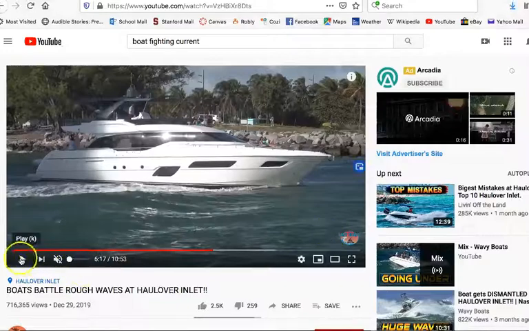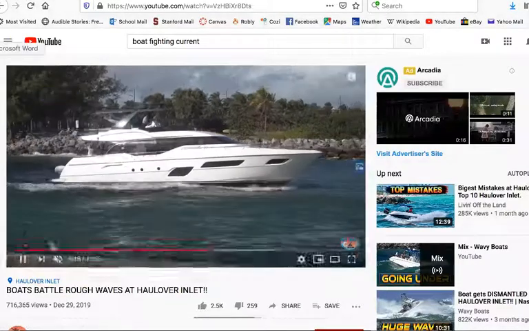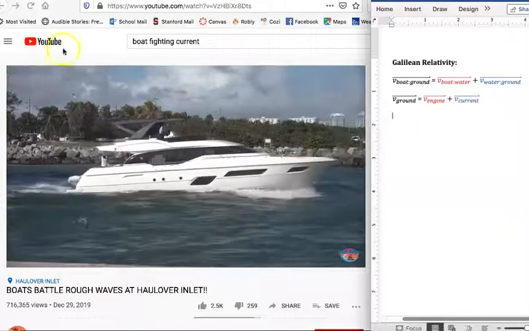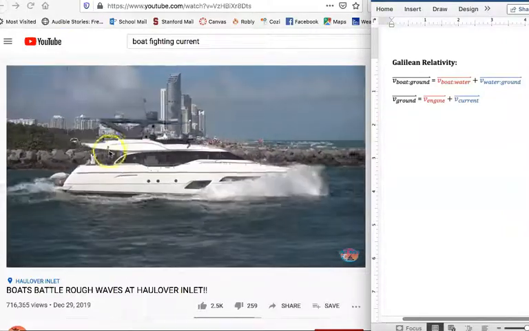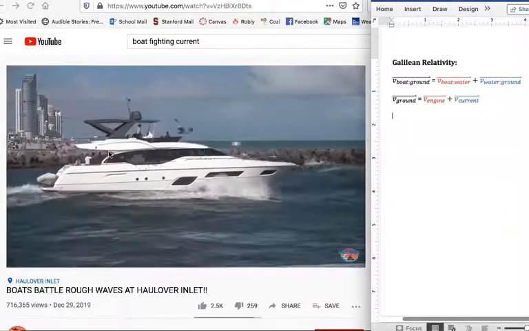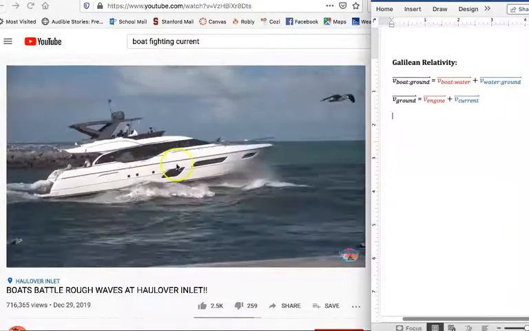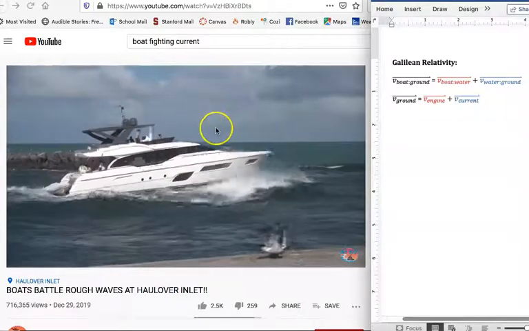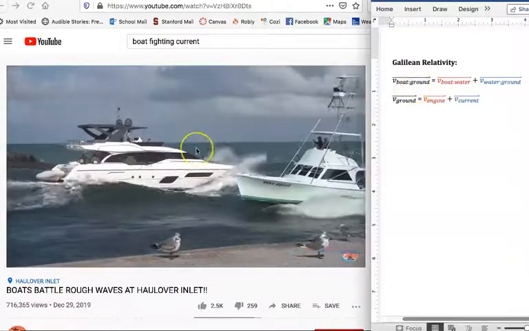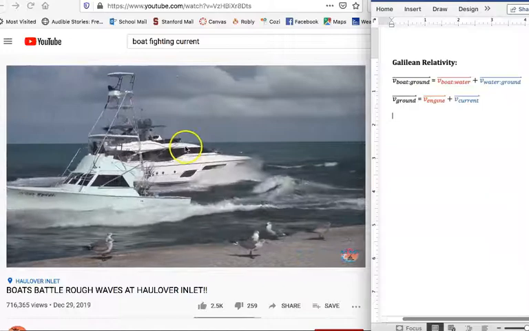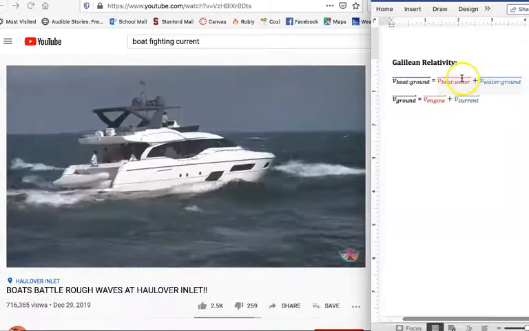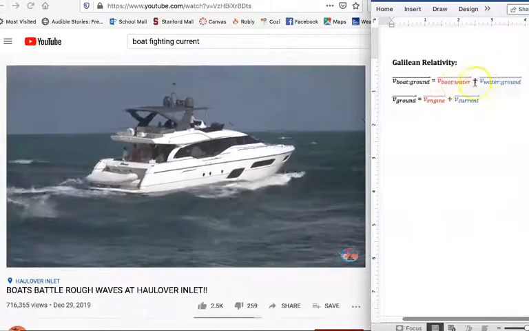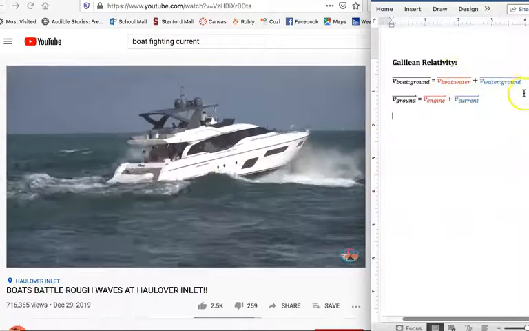The laws of Galilean relativity are fairly straightforward in one dimension. The velocity of the boat relative to the ground, what we observe from the shore, is going to be the velocity of the boat relative to the water. That's what the engine is doing, plus whatever additional motion the current is providing, the velocity of the water relative to the ground. Look at the way the water cancels out. Boat to water, water to ground gives you boat to ground.